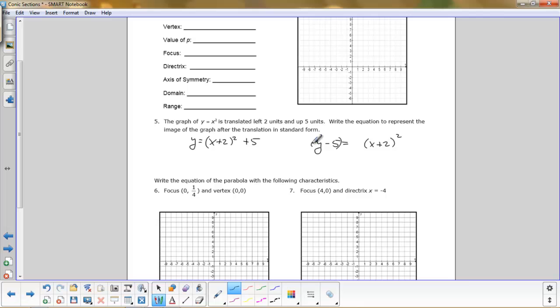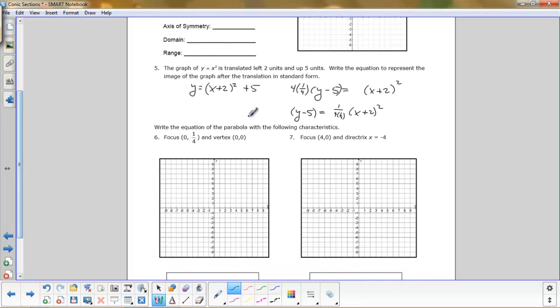So that means in order to write this clearly in standard form, I'm going to separate out my 4 and my p and rewrite them together. So I'm going to multiply 4 times 1/4, the value of p, and put it there by the single term. If I would have written it the other way, y minus 5 equals 1 over 4p. So we're going to do 4 times 1/4 as a denominator, x plus 2 squared. Either way is acceptable. Because there's a fraction involved, I would say this way is probably more clear.